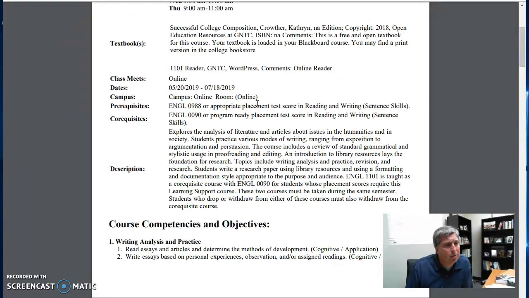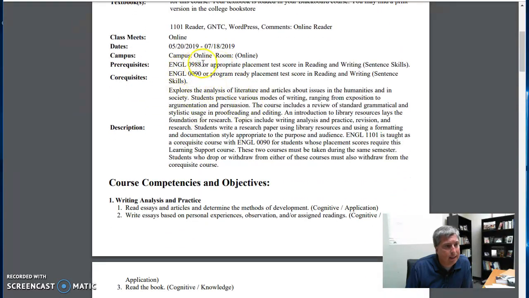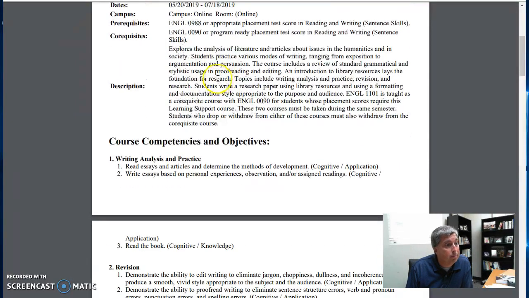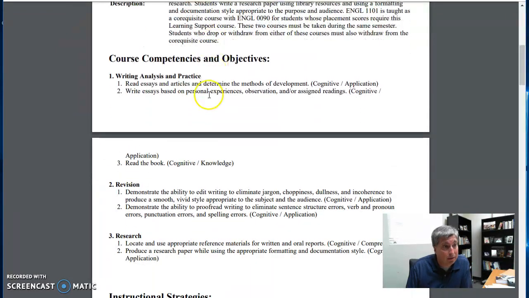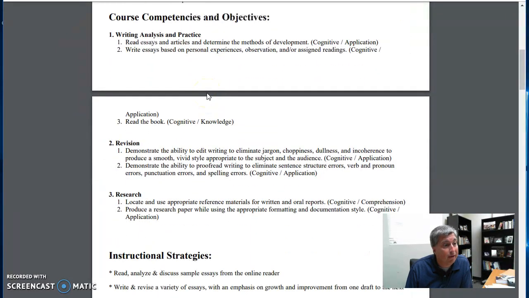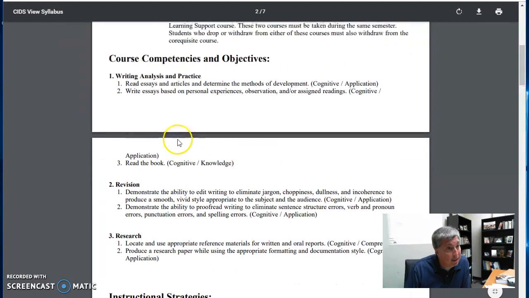This is an 1101 class. You should not need 0988 or 090, or you wouldn't be placed in this class. So hopefully your scores and all have qualified you for this class. Notice there are three things that we're working on.